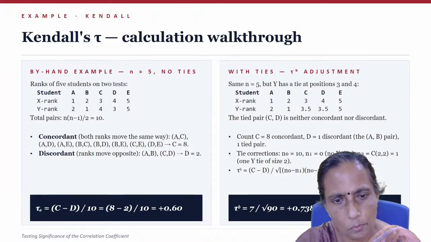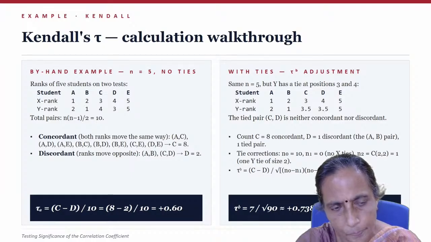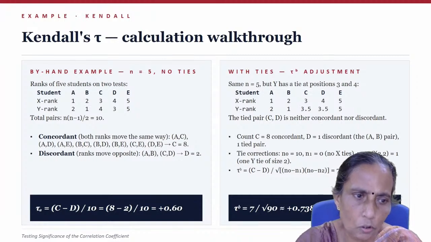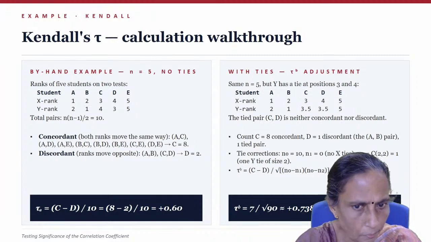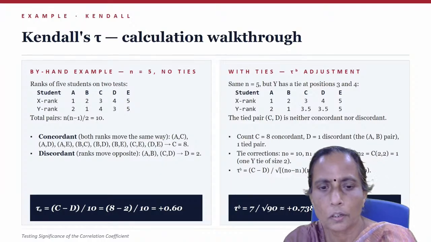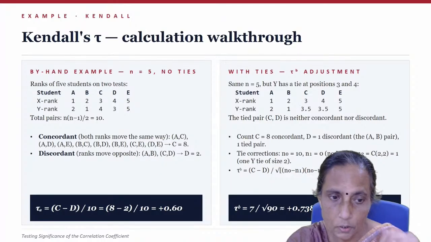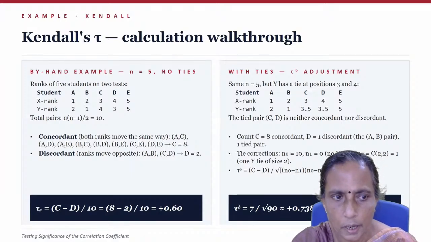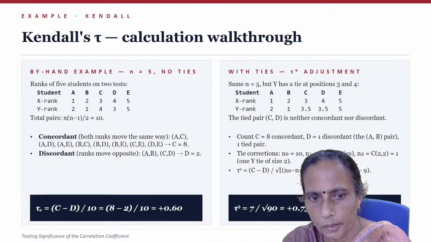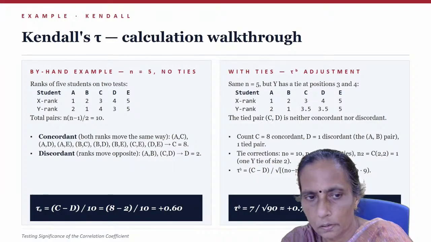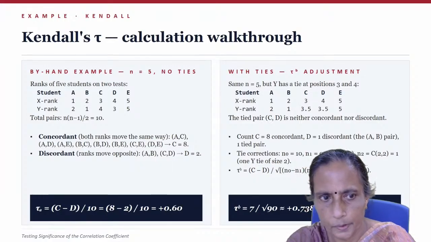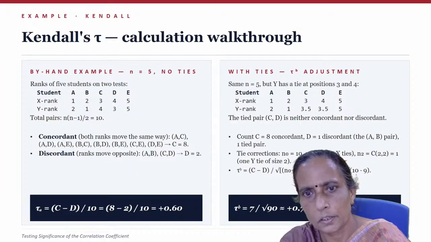Concordance: both ranks move the same way, that is AC, AD, AE, BC, BD, BE, CE, DE. That is concordance. If the ranks move the same way, then they are concordant. So your C is equal to 8. Discordance: ranks move in the opposite direction, that is CD. Okay, that is discordance, D is 2.